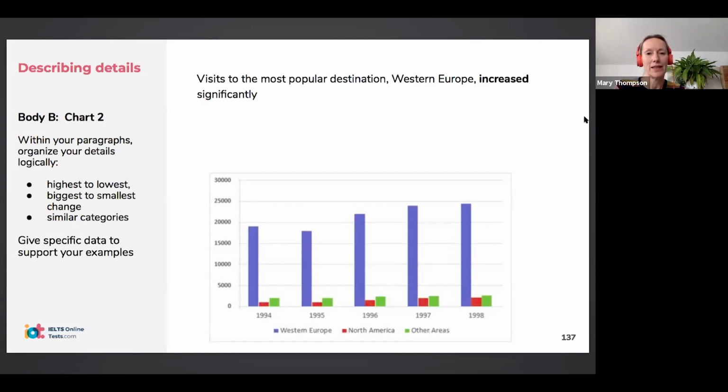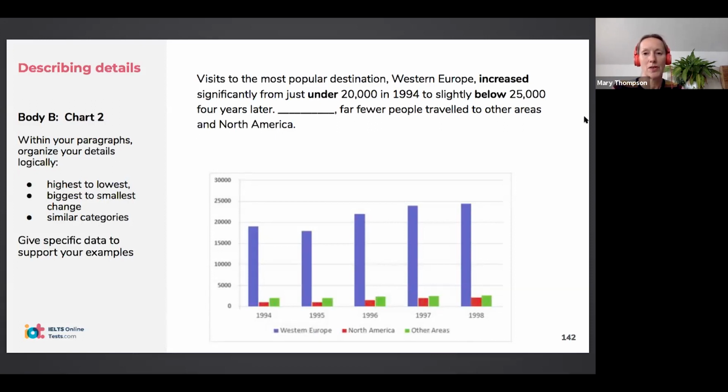Increased significantly from just under 20,000 in 1994 to slightly under. Yeah, I mean, if you've used under first, you try to find a synonym, so you can say below, slightly below 25,000 4 years later.